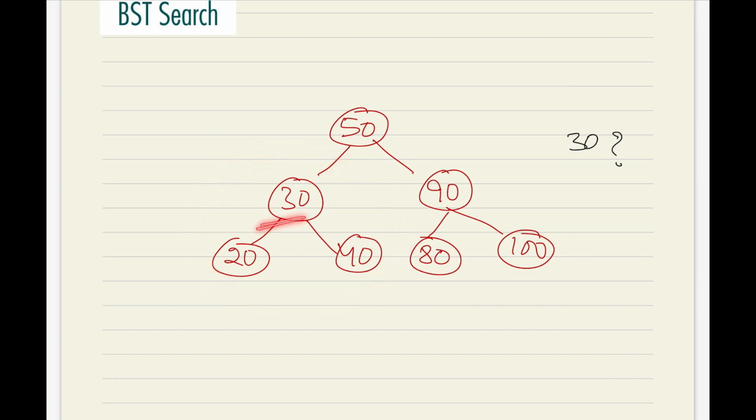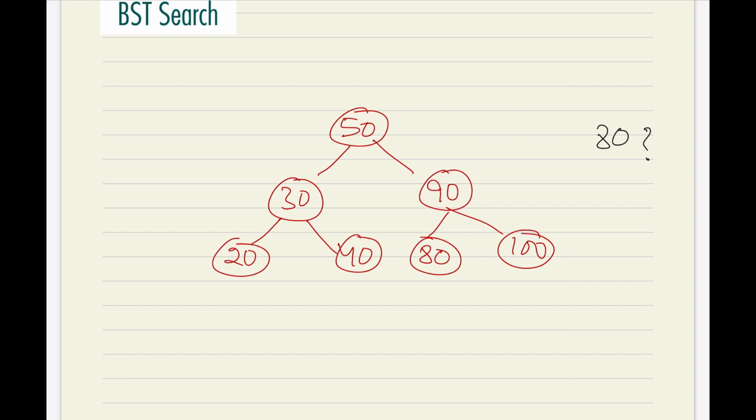So, in the left subtree, come to the root again. So, it is 30. So, we want to search for 30. So, compare 30, 30, there is a match. So, we can say 30 is present in this list. Now, suppose in place of 30, we want to check whether 80 is present in this list or not.